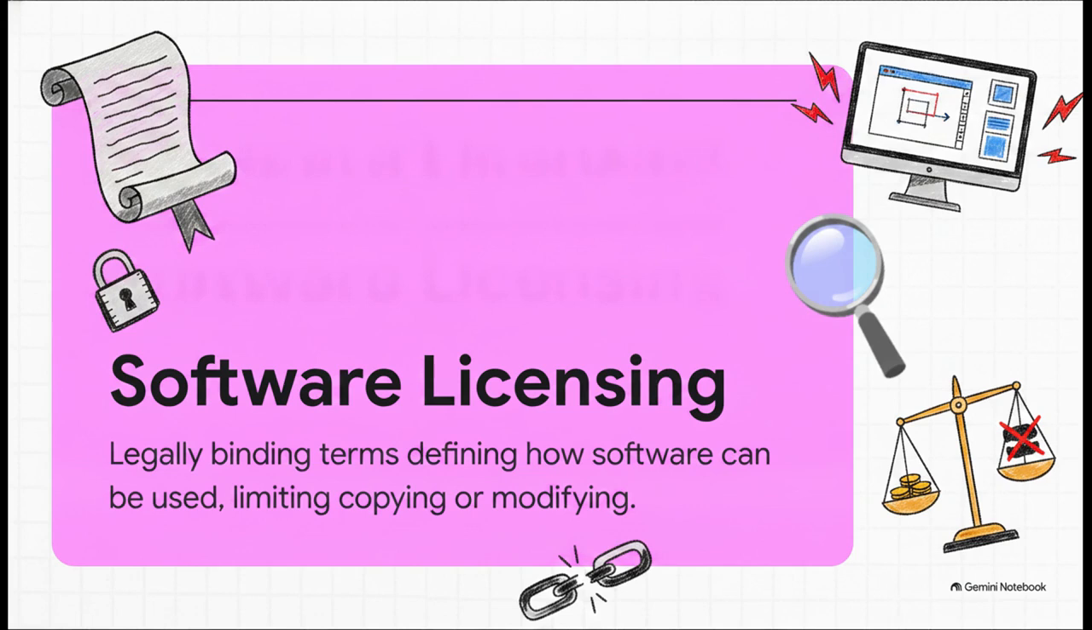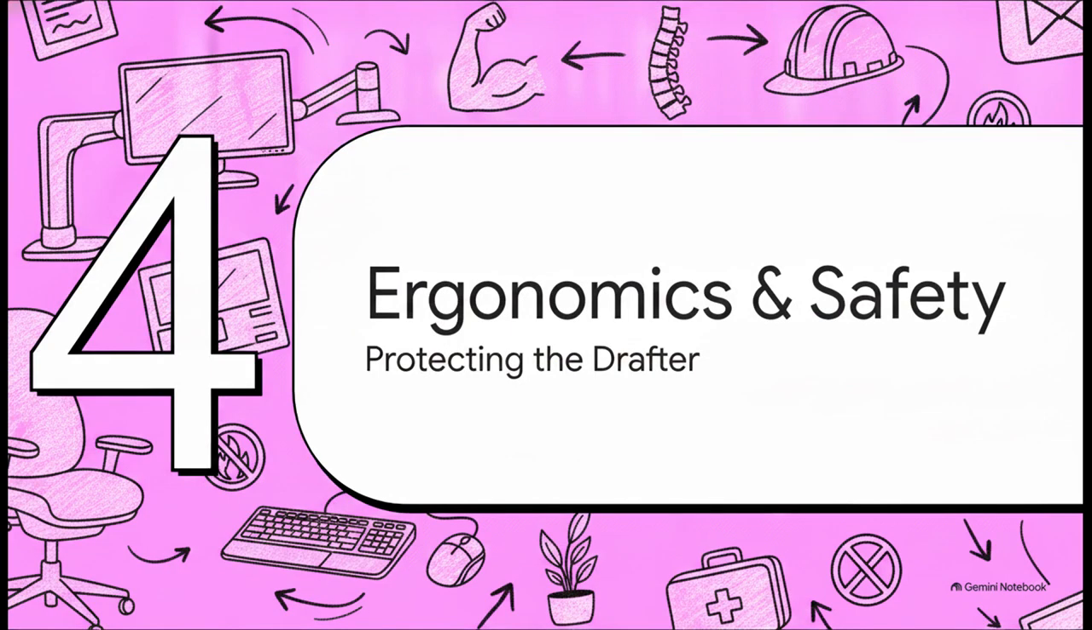Software licensing agreements are legally binding terms that define exactly how your CAD software can be used. And please remember, violating your CAD software licensing agreement, like say using a free educational license for commercial paid work, that is legally considered piracy. Users absolutely must comply with these terms because violations can lead to severe legal penalties and pretty much ruin your professional reputation. And finally, we arrive at Section 4, Ergonomics and Workspace Safety, Protecting the Drafter.